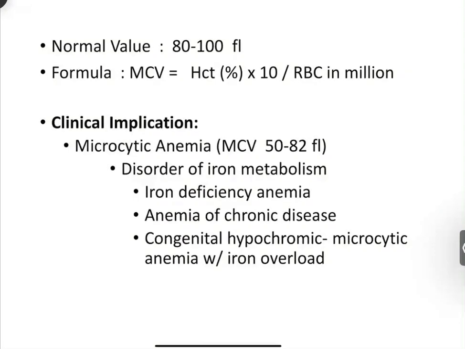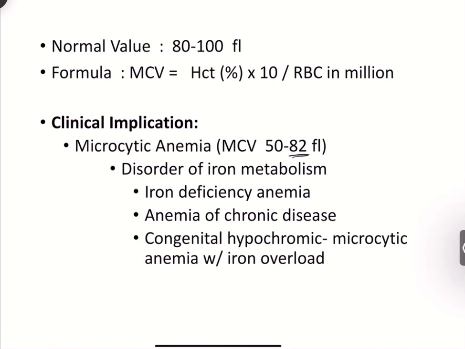Okay. So the formula for your MCV is hematocrit in percent times 10 over the RBC count in millions. We can correlate this MCV with your microcytic anemia, very small size anemia, which ranges from 50 to 80, but we note that 80 is still normal. This 82 is borderline for microcytosis.